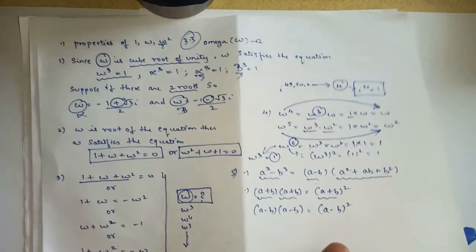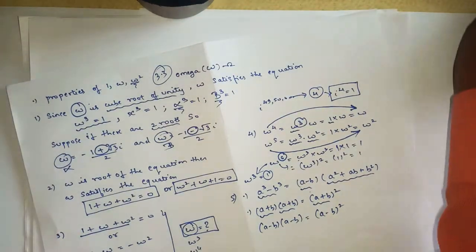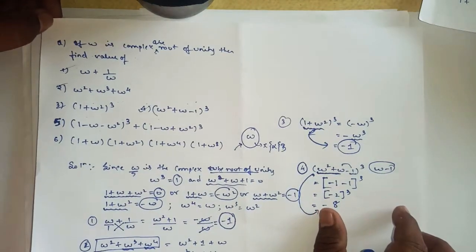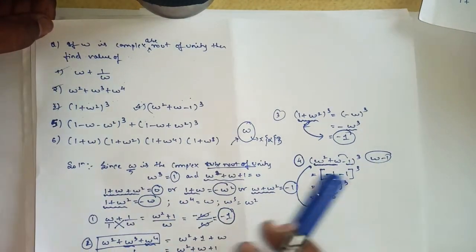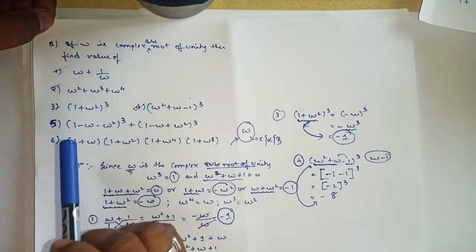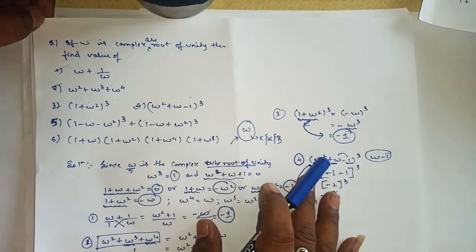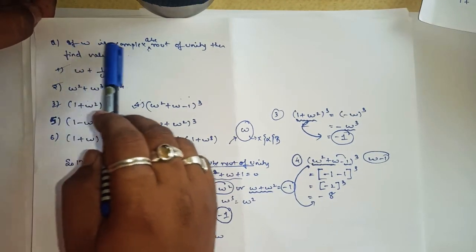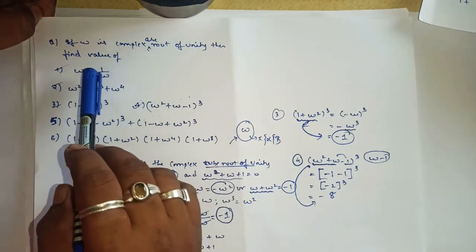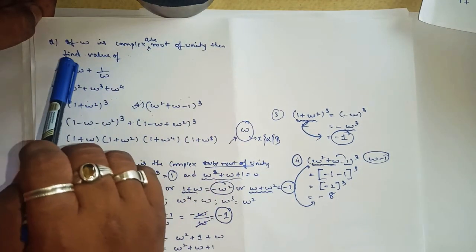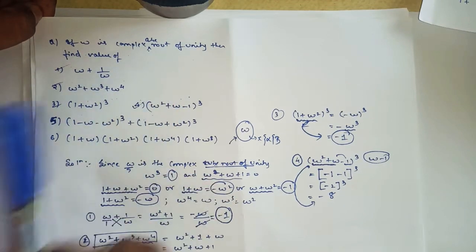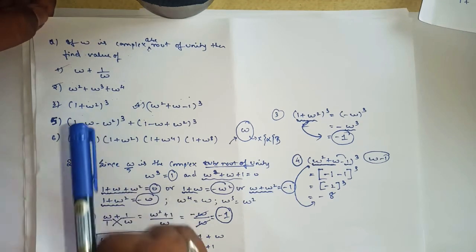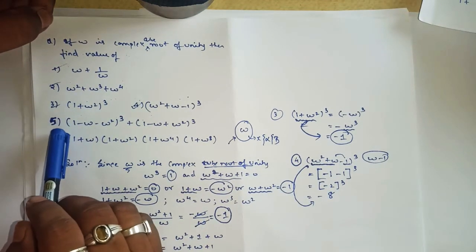Then after that, we saw the sums based on these properties, where we took 3 or 4 examples. I hope you all understood how to frame and present the sum, and how to find the answer whenever it says that if w is the complex cube root of unity, then you have to find the values. So in the last video lecture we took this for example. Now we'll see question number 5. So let's begin now.